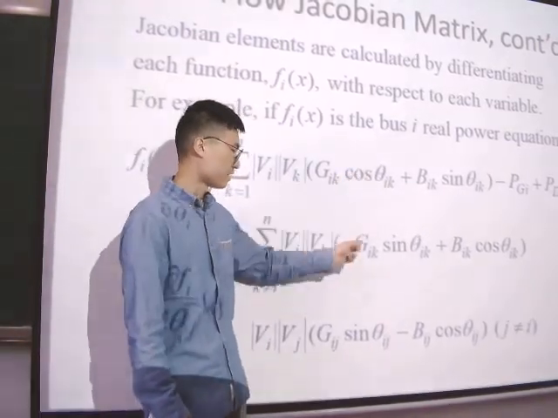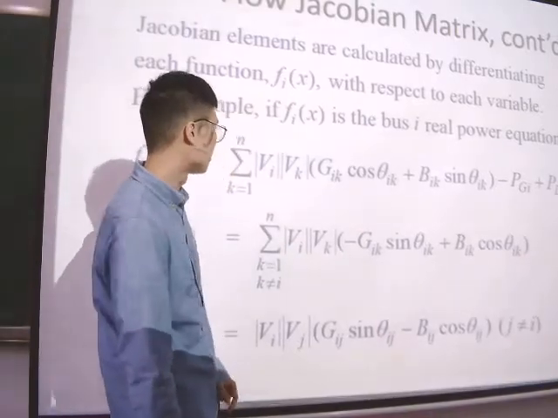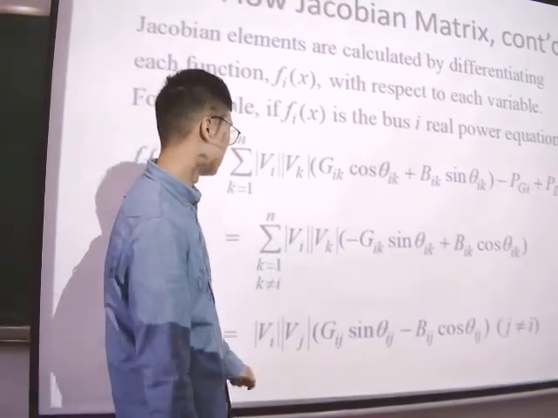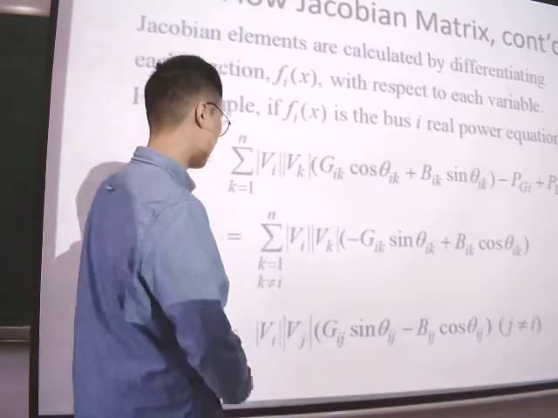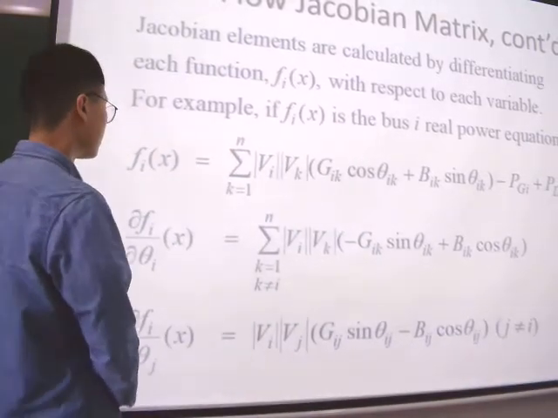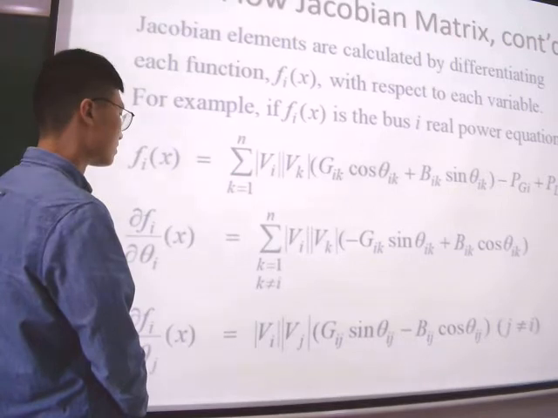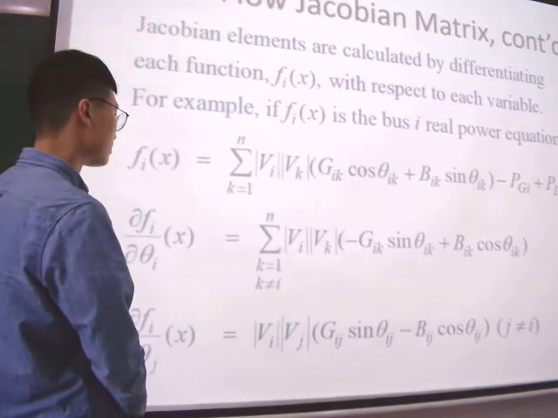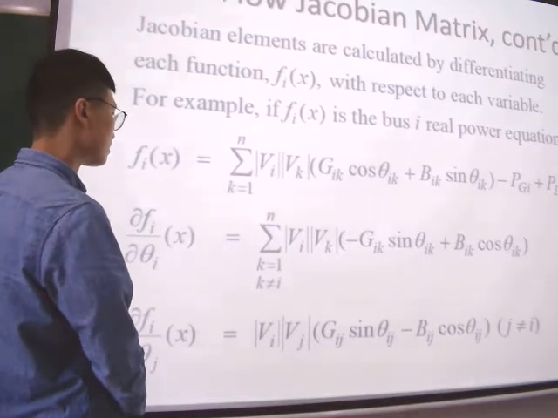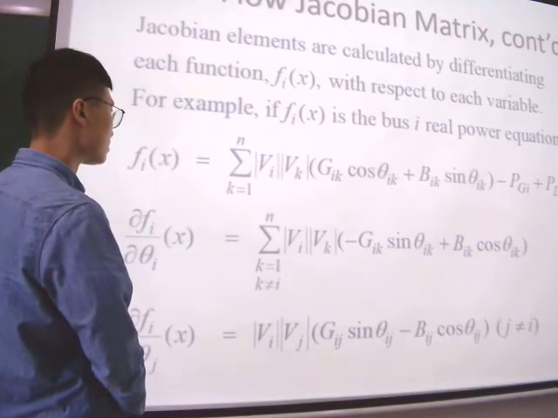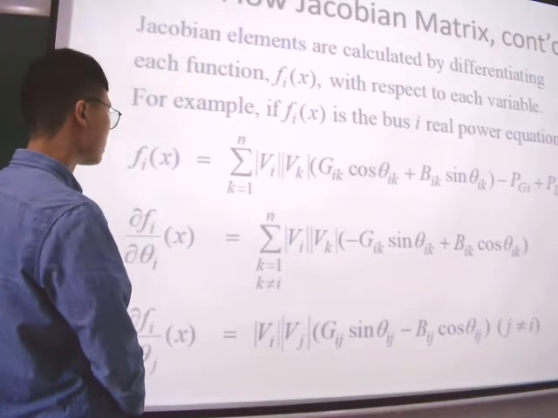And so sine theta ij is equal to cosine, right? Okay, it's minus cos theta, minus sin theta, z sin theta, minus cos theta.